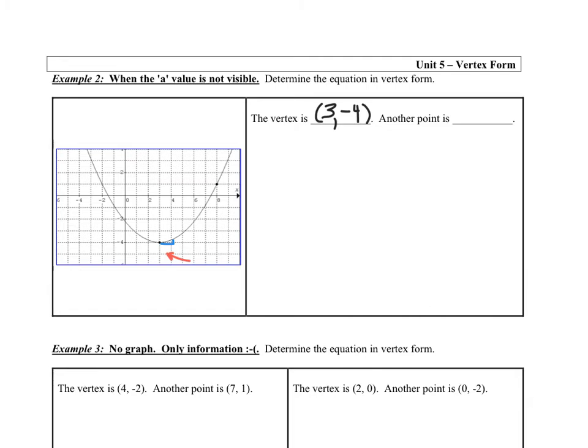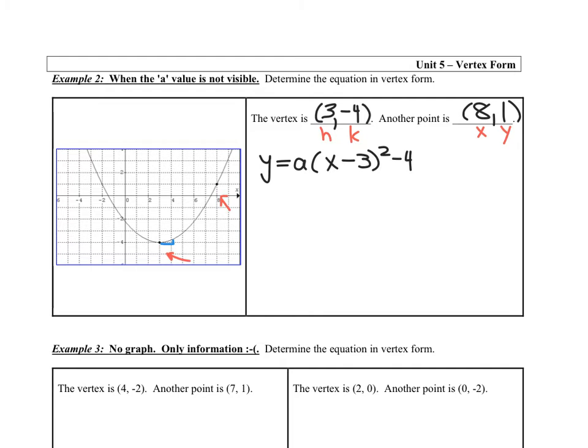So in this case, I can clearly see, mainly because it's identified, but either way, I can clearly see I have a point at 8, 1. Okay, so the first thing I'm going to do, that vertex represents an h and a k value, so I'm going to plug that into my equation. Y equals a, x minus 3 squared, minus 4. I don't know a, so I can't put anything in its place. But this extra point that I just found, well, that represents an x and a y value. When x is equal to 8, y is equal to 1 in this quadratic equation.